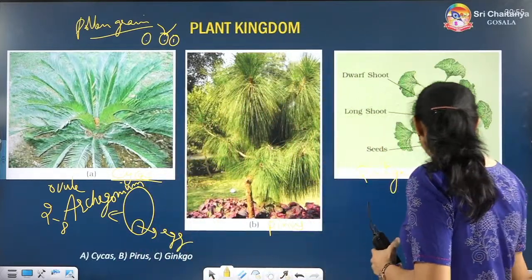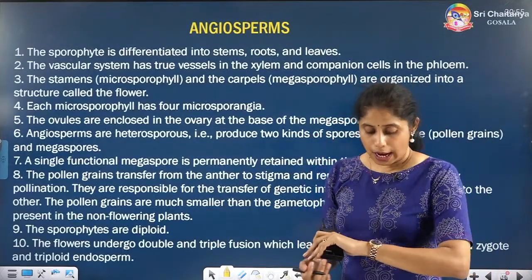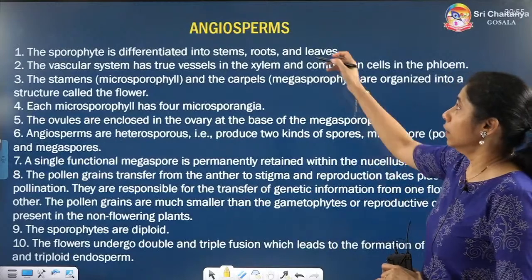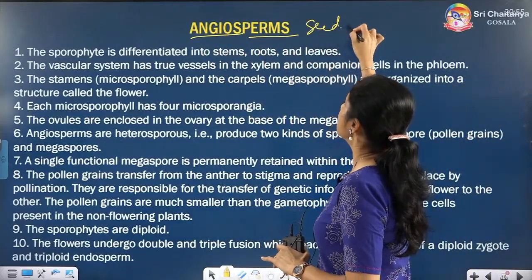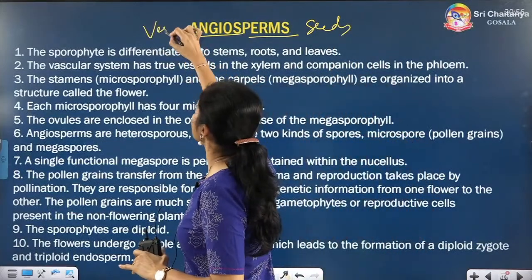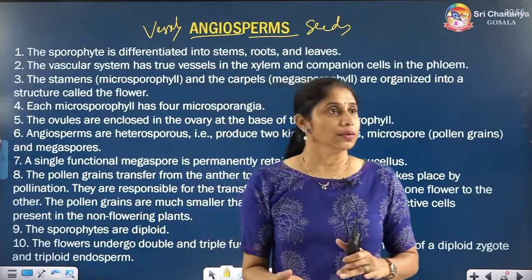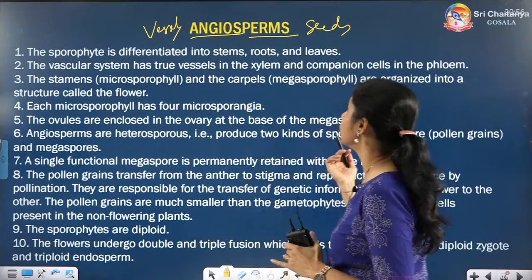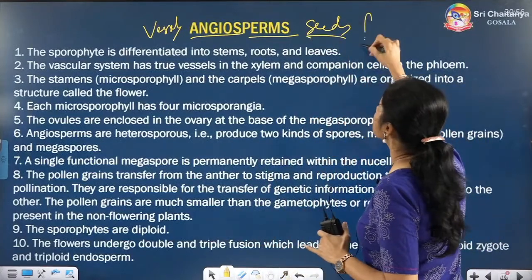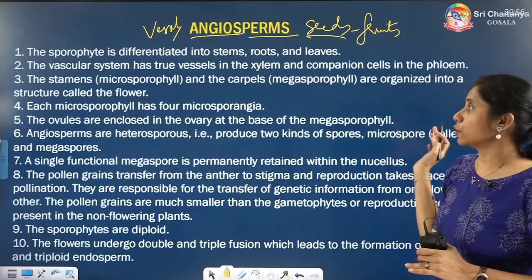Let us see the next one, the last one. Angiosperms. In angiosperms we have vessels. Angio means vessel and sperms means seed bearing. Seeds are present and even vessels are also present. Whatever the garden plants you are growing nowadays in your house, they are nothing but the angiosperms because they are the flowering plants and they contain the fruits. Seeds are enclosed within the fruits. These three are the main features of angiosperms.